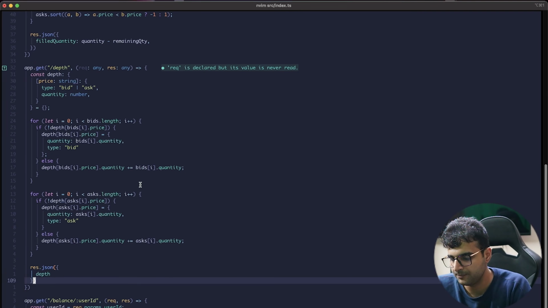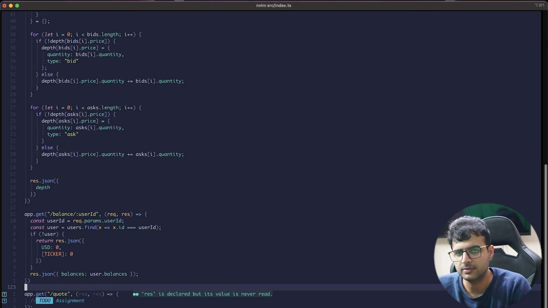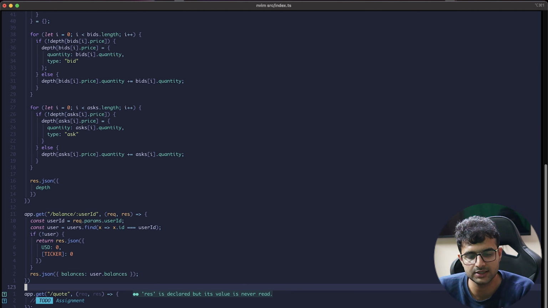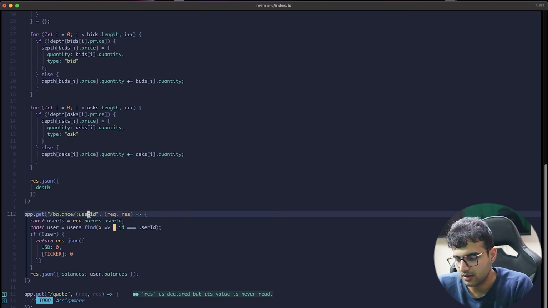That's the second endpoint. The third endpoint is the balances, which means how much balance does this user have of both USD and of Google. These are the 2 balances that we support right now, the 2 assets. The way we do that is simple. We get the user from their user ID. We expect the user to give their user ID in the params. So if they hit /balance/:userId, which means /balance/1, /balance/2 with a get request, we get the specific user.